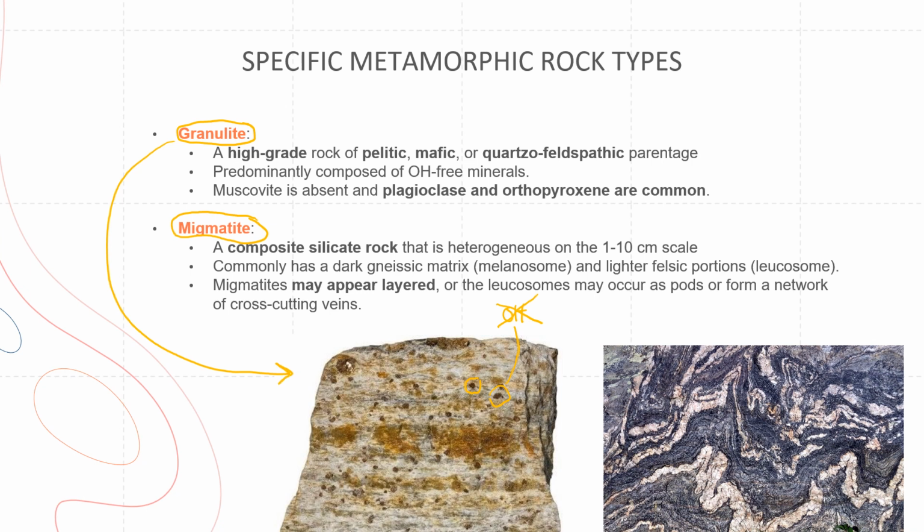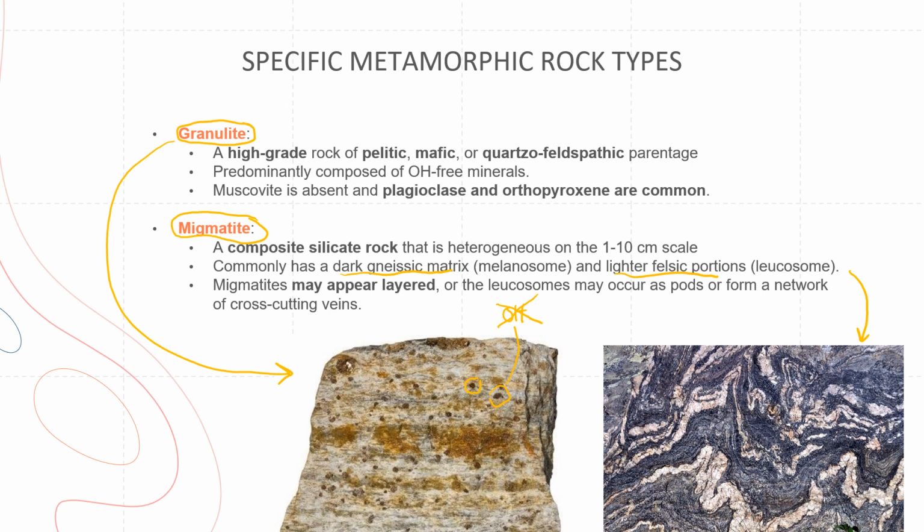The next one on our list is migmatite. So migmatite is a composite silicate rock that is heterogeneous on the 1 to 10 centimeter scale. And this rock commonly has a dark gneissic matrix and a lighter felsic portion. So you can probably see from this photo down here that it has a really well-defined dark and light portion.